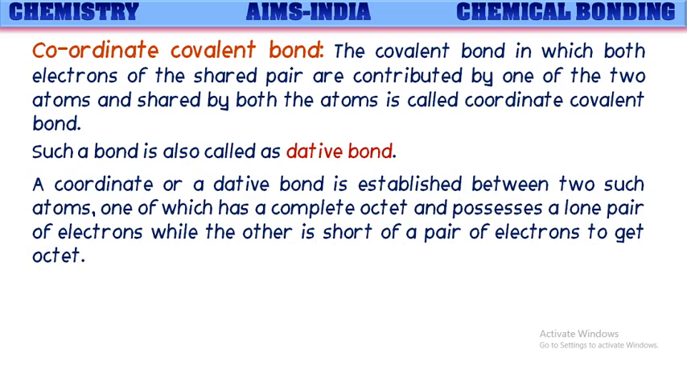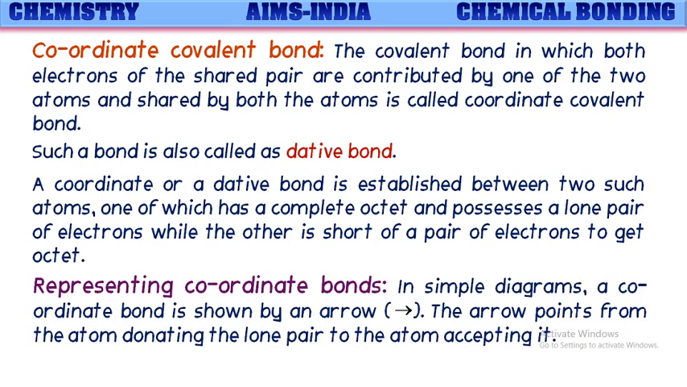A coordinate or dative bond is established between two atoms, one of which has a complete octet and possesses at least a lone pair of electrons, while the other is short of a pair of electrons to get an octet, representing a coordinate covalent bond. In simple diagrams, a coordinate covalent bond is shown by an arrow mark. This arrow points from the atom which is donating the pair of electrons to the atom accepting it.